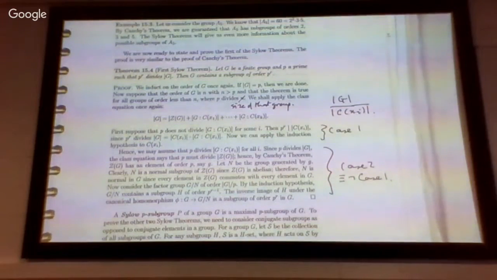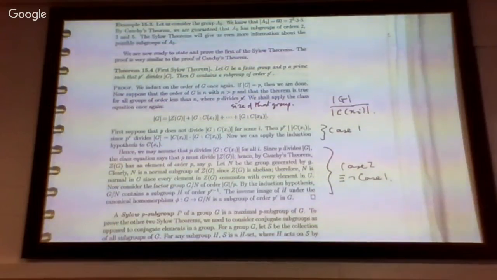What power of p do we know divides the size of the factor group? So we assumed at the start p to the r divides the size of G. We've gotten rid of one of the factors of p. So we know p to the r minus 1 divides the size of the factor group. Okay. So it's a smaller group.